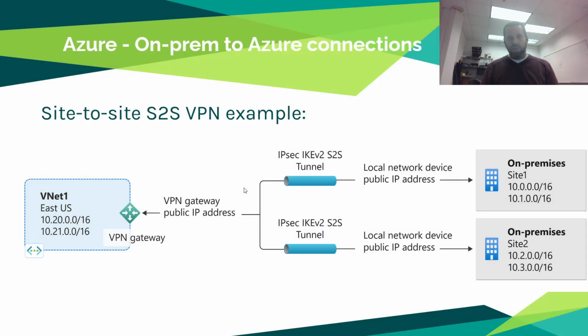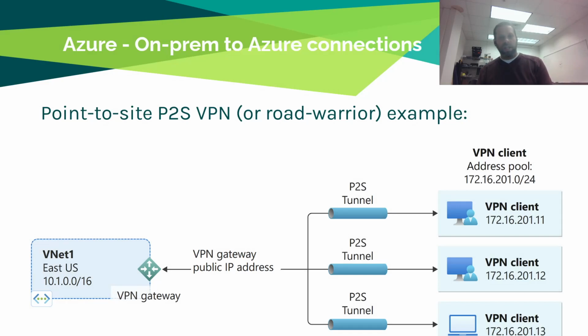So this one here, site to site, that's the permanent stuff. That's the always on connections between physical locations. The point to site or the road warrior example here is transient clients that kind of dial in or connect as needed from anywhere in the world.